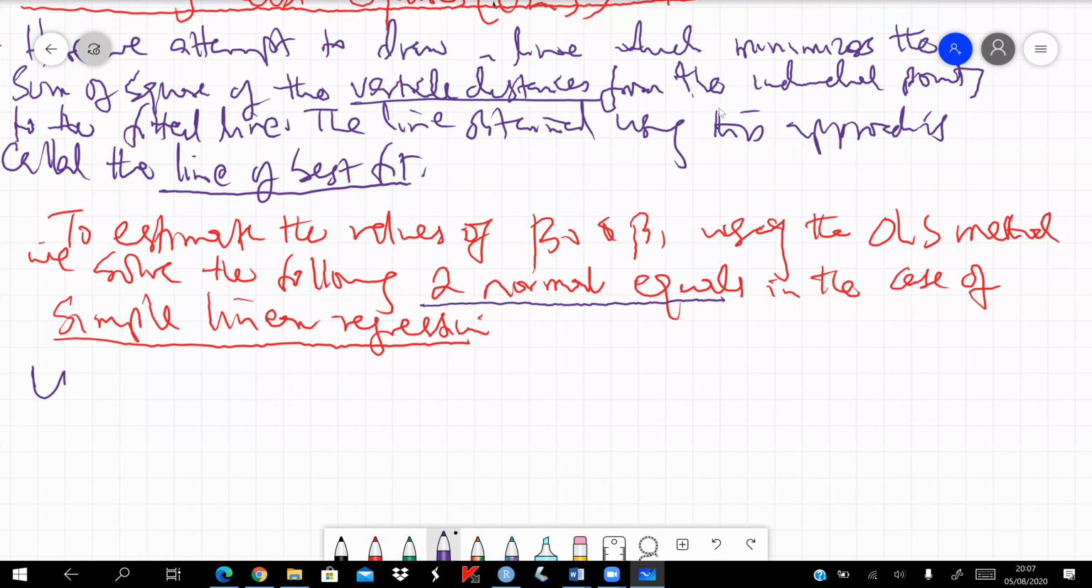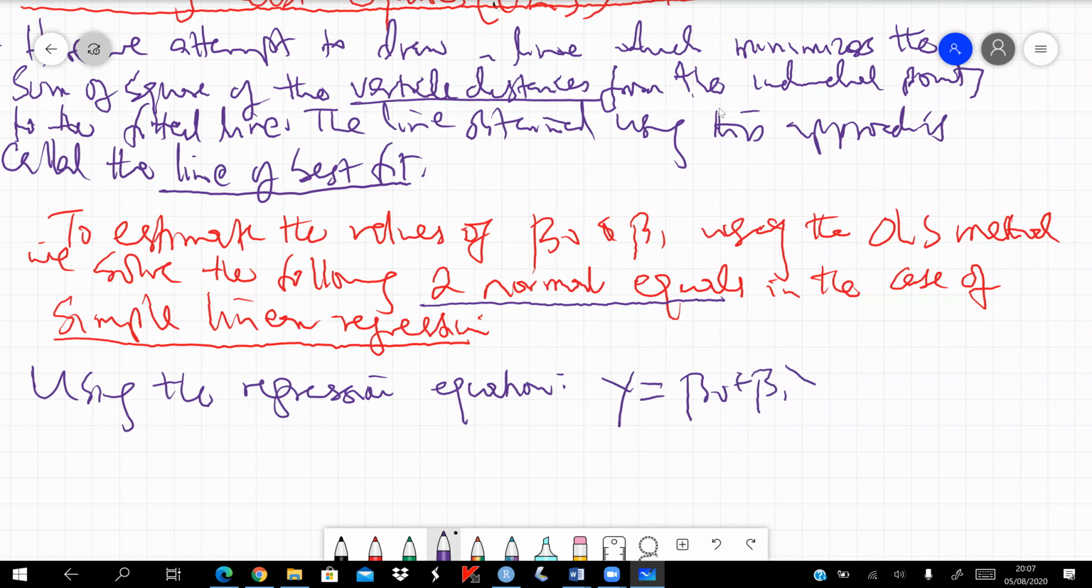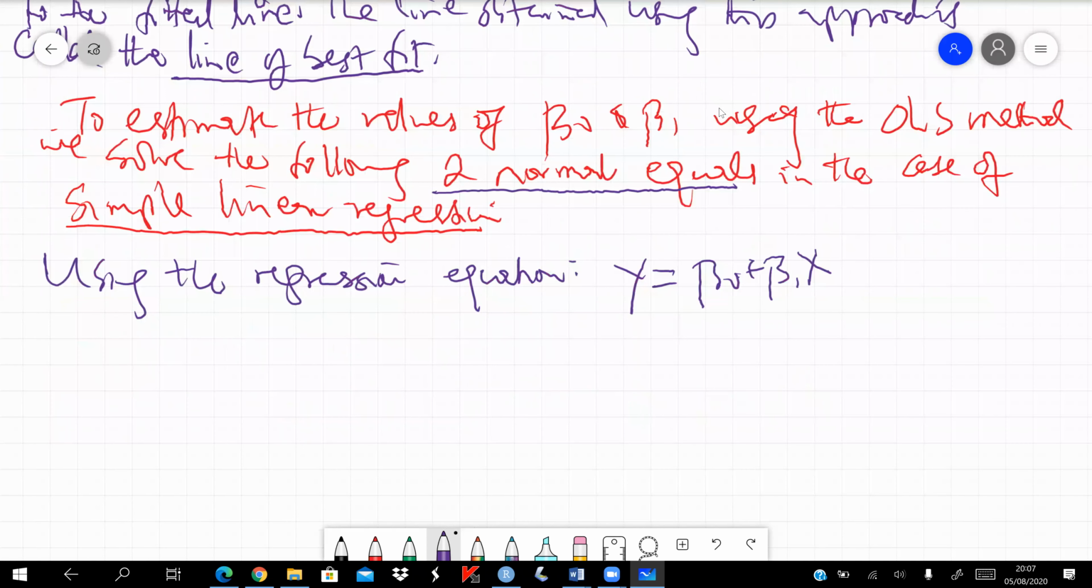So using the regression equation, y is equal to beta naught plus beta 1 of x, we want to estimate the values of beta naught and beta 1. I'm supposing that in the background, you have some data containing the variables x and y. The variable x has observations x1, x2, all the way to xn. Y the same way has y1, y2, all the way to yn. So that's the data you have, and you want to estimate the values of beta naught and beta 1.